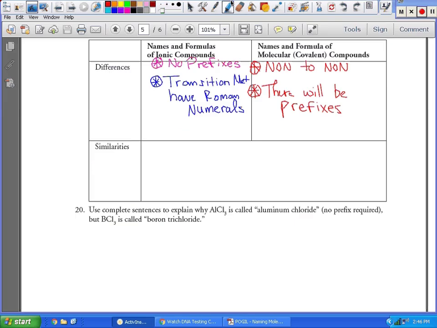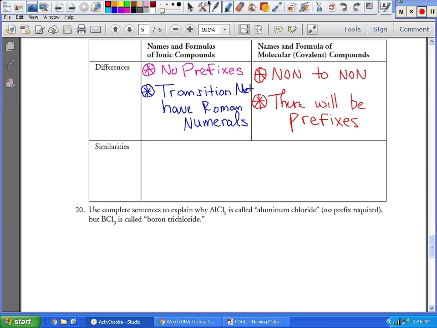Now, were there some similarities in them? What was the major similarity? Very good, thank you. Okay, so it ends in N-IDE. So make sure you have that. All right, everybody okay with this?